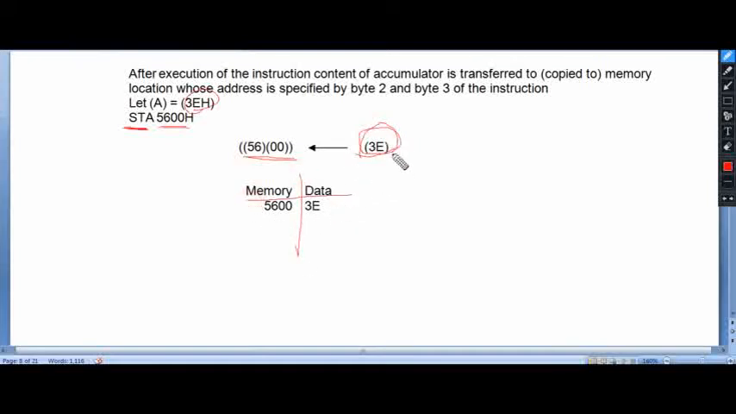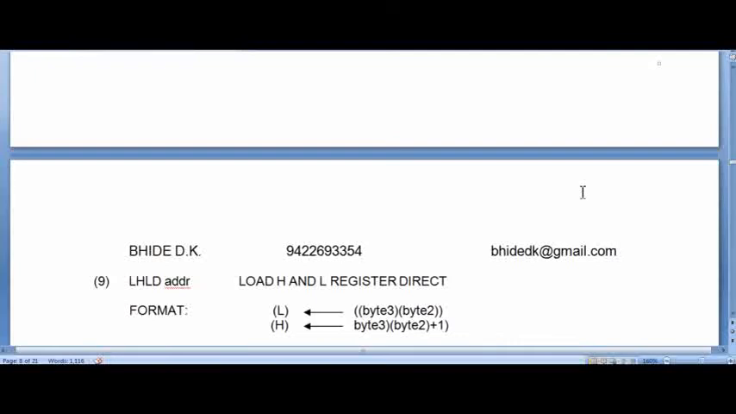The number present in the accumulator is 3E. It is transferred to 5600. That means here operation code, then low order 00, and then 56. The number from the accumulator is transferred to the memory location. Now let us move to the next instruction.